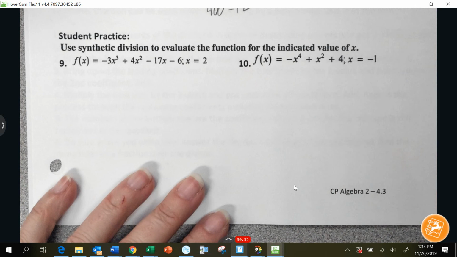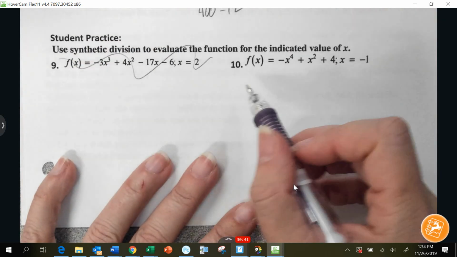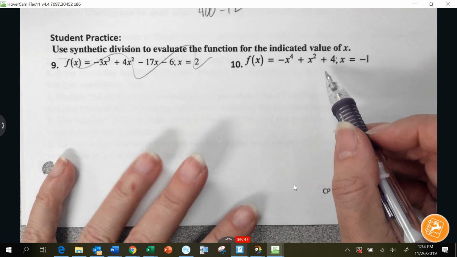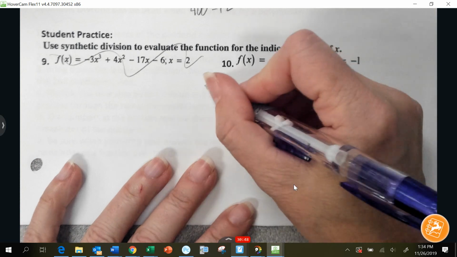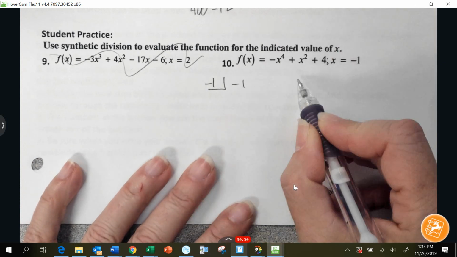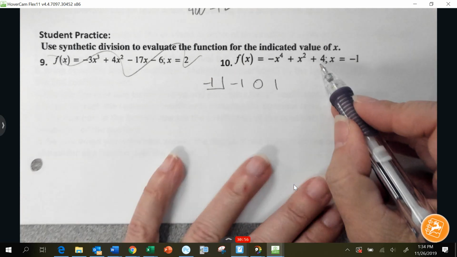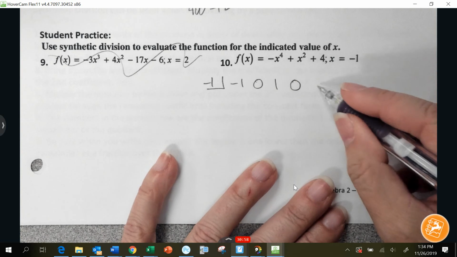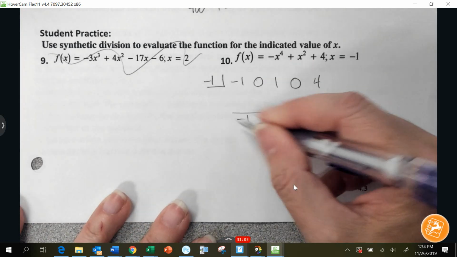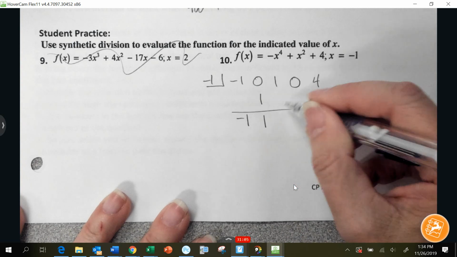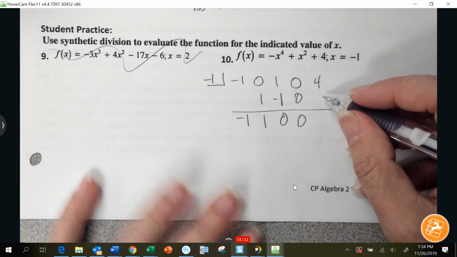Let's do number 10. We haven't done any fourth power yet, but let's do number 10. So this is synthetic division. This is called the remainder theorem. So in my little box, what am I going to put? -1. And then -1 is the first coefficient. X cubed is 0. X squared is 1. X to the first is 0. And 4 is the constant. We bring down -1, multiply, add, multiply, add, multiply, add, multiply, add.